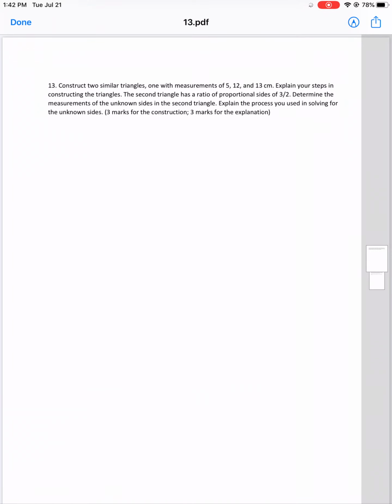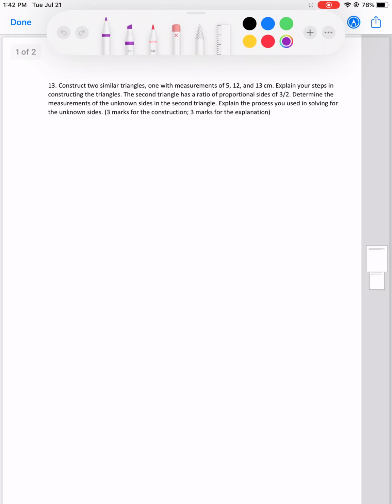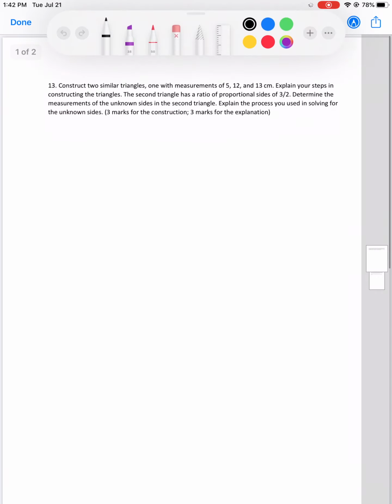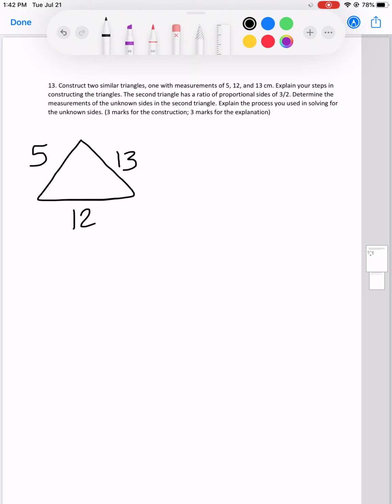So it says construct two similar triangles, one with the measurements of 5, 12, and 13. So let's just focus on that one for right now, okay? So triangle 5, 12, 13. Okay, that's fine. We don't know what kind of triangle this is. We don't know the angles. So that's what it is. Because they're similar triangles, we know with similar triangles, the angles are the same, right?